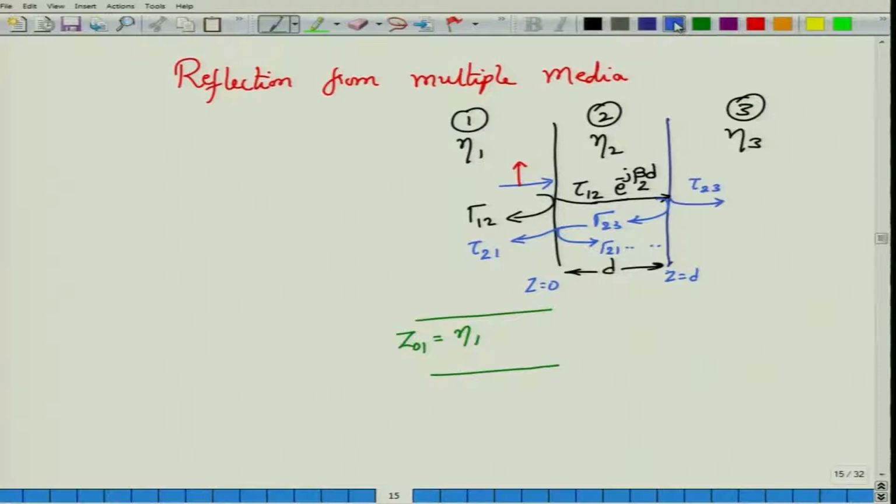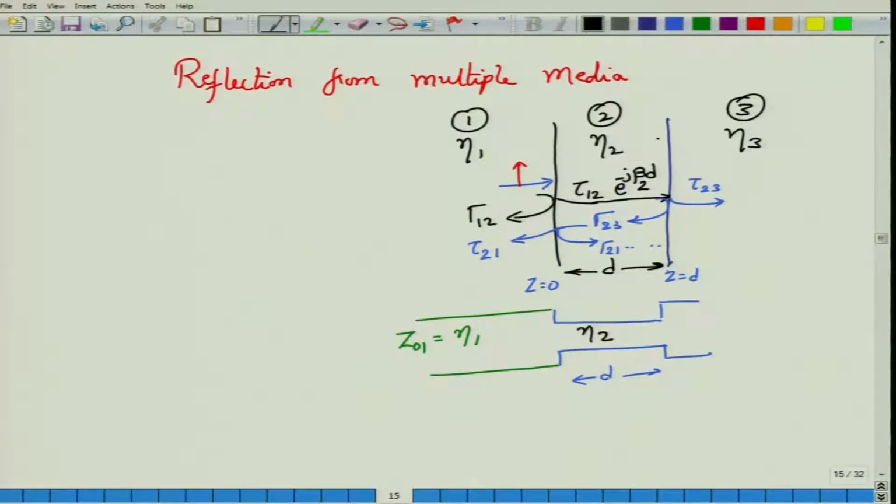Then you have a second transmission line which is not infinite in extent, but is a finite length transmission line, right. So, this finite length is of length d in meters, as I told you earlier, whereas the characteristic impedance of this one is given by eta 2.